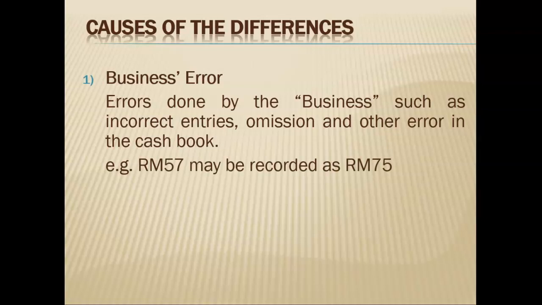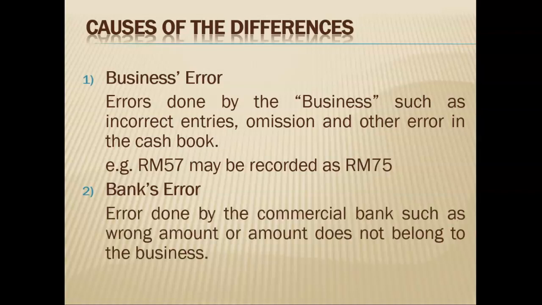For example, 57 recorded as 75. That's a transposition error. Okay, then the bank's error. Banks rarely make mistakes because they have auditors who check all the transactions daily. But banks are run by humans, and of course there could be an error.